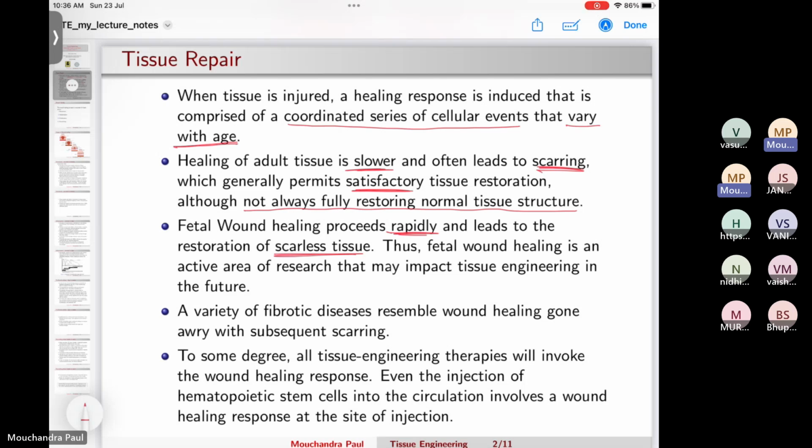So that is why, for the people who are working in the field of tissue engineering, one potential area of research is fetal wound healing. They are trying to understand the underlying mechanisms behind fetal wound healing and trying to engineer and manipulate the native wound healing, so that in the end result of tissue repair, we get a scarless tissue at the wound site. And also the rate of tissue repair becomes faster. So this is an active area of research.